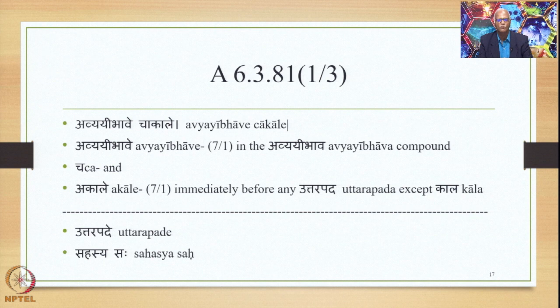Now let us study one additional sutra which arrived in one of the steps in the prakriya of sahari, and that is avyayibhave chakale, and we shall use this sutra in many other derivations ahead as well. Now this sutra has got three padas, avyayibhave, cha and akale. Avyayibhave is 7/1, which means in the avyayibhava compound. Cha means and. Akale is also 7/1, which means immediately before any uttarapada except kala. The words continue are uttarapade, which is 6/3/1, and sahasya saha.